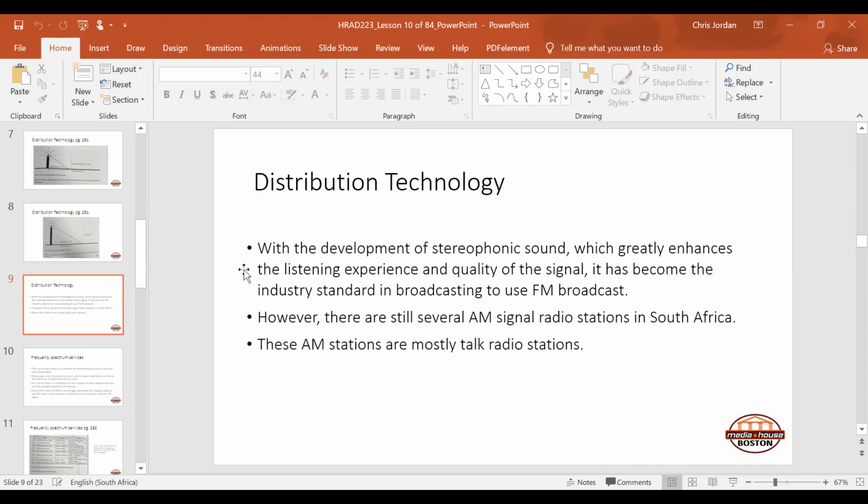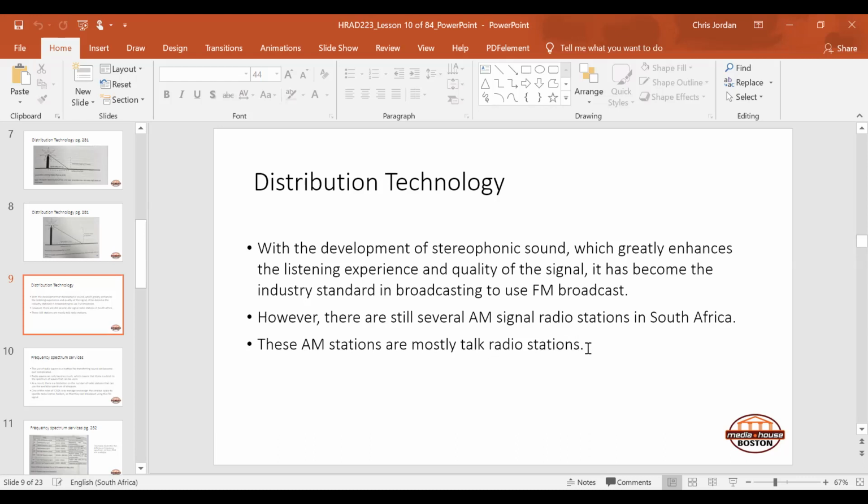Okay. Anyway, so with the development of stereophonic sound, as we said there, you can enhance that listening experience. Sure, as explained also in the video, obviously most of our AM stations are set just for talk radio stations, right?